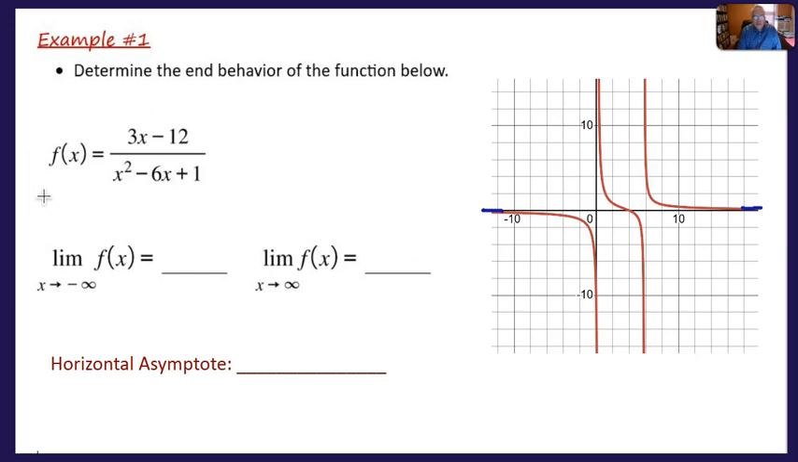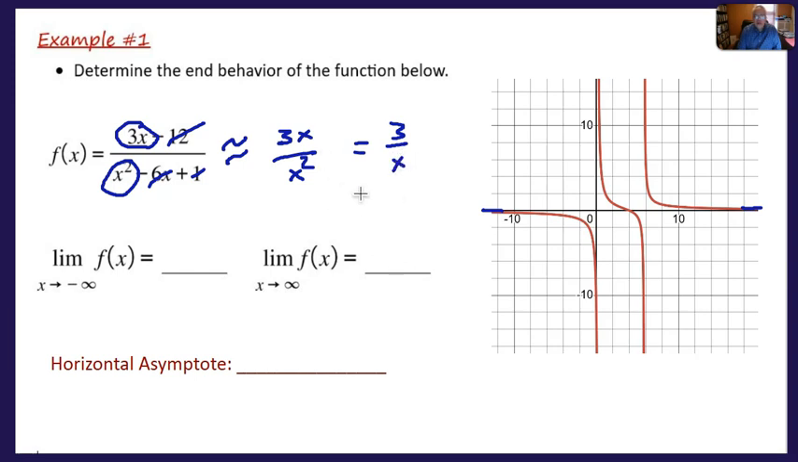But we want to be able to see this from the formula. So in class, we've talked about how only the leading terms matter for the end behavior. When x is large and positive or large and negative, only those terms matter. These terms will be small in comparison. So for large x, our function is approximately equal to 3x over x squared. And if I cancel one of the x's, we get 3 over x.